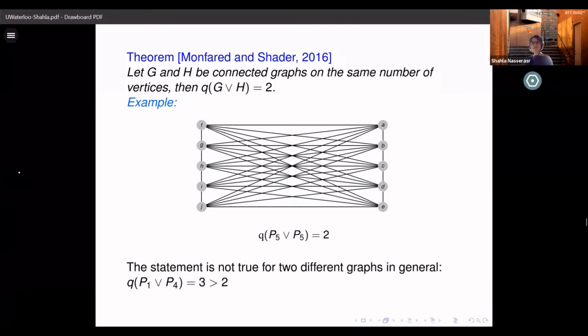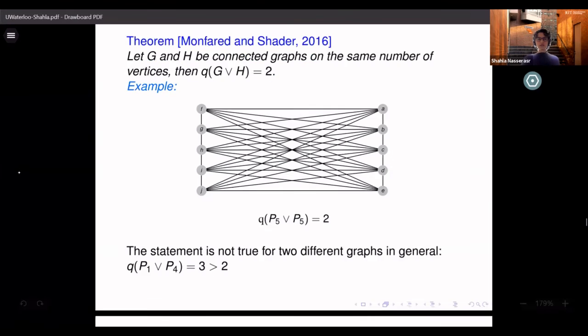So what's nice about this is that it says that every graph can be an induced subgraph of a graph with q equals 2. And that's really nice, but at the same time, it also says that characterizing graphs with q equals 2 can be difficult, because finding a forbidden set of graphs can be really difficult because of this result. So at this point, it's kind of disappointing if one wants to characterize such graphs.